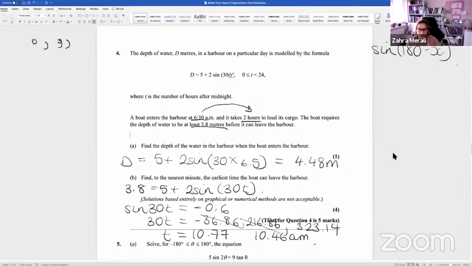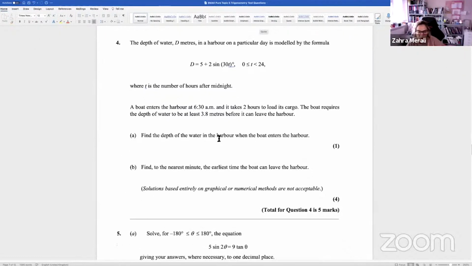Okay, so I hope that makes sense. You want to make sure you're doing it at least 2 hours after 6:30. I remember that being quite a big mistake that a lot of people made, but they only lost a mark. So, you know, it's not the end of the world.